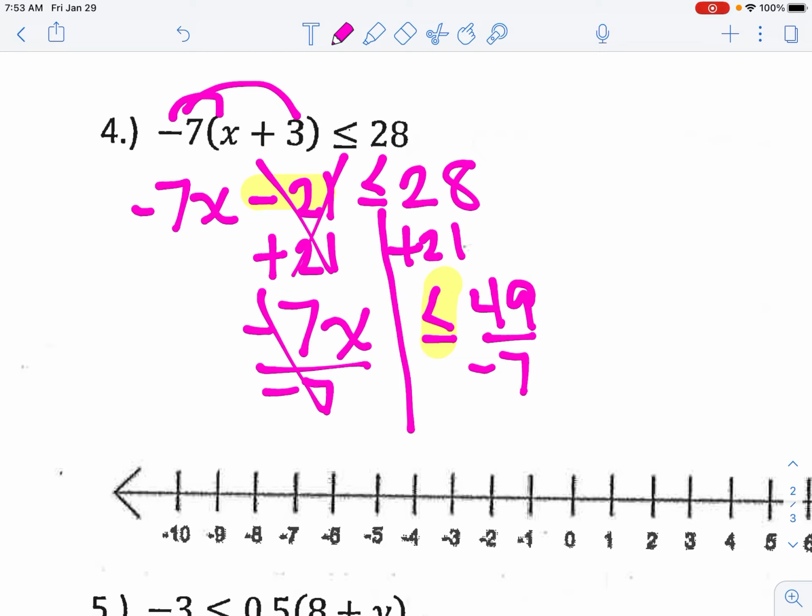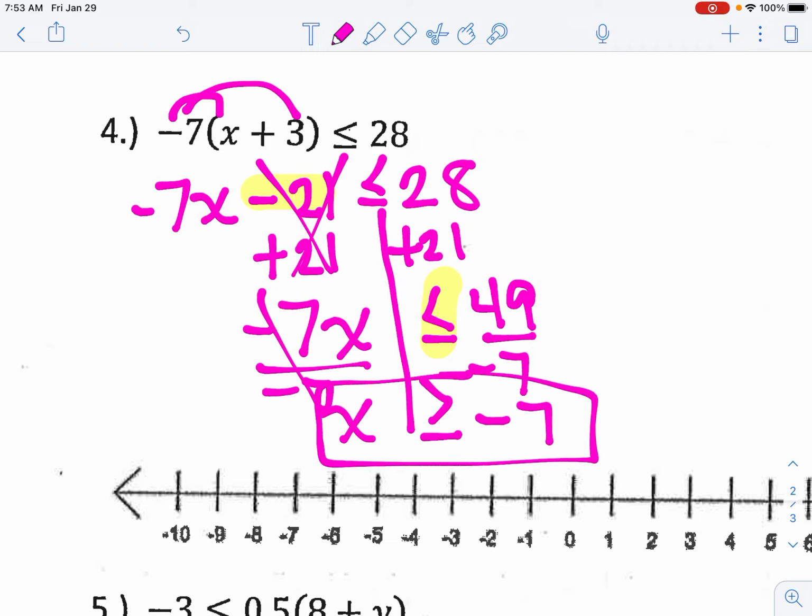So my negative 7s are going to cancel, so all I have is x, and less than or equal to is going to flip to greater than or equal to. 49 divided by negative 7 is negative 7. X is greater than or equal to negative 7.